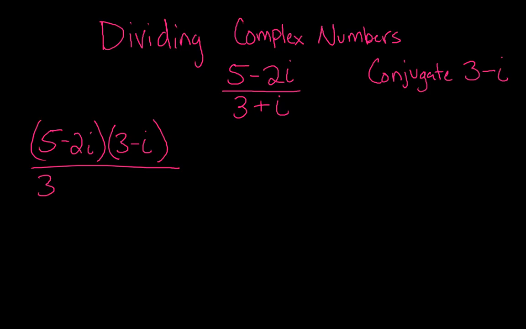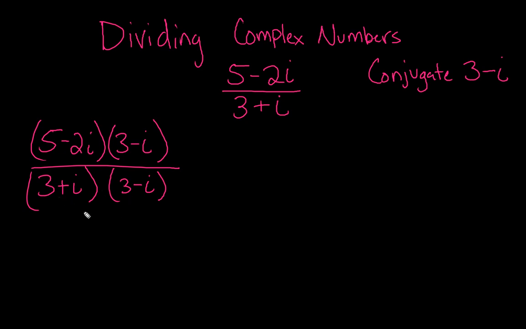And the reason we can do this is because really 3 minus i over 3 minus i is just 1. Remember, anything over itself is 1. And when we multiply anything by 1, it doesn't change the value of it. So that's why we are able to do this, and it doesn't change it, but we can then carry out our division process. So I'm going to take care of the denominator first.